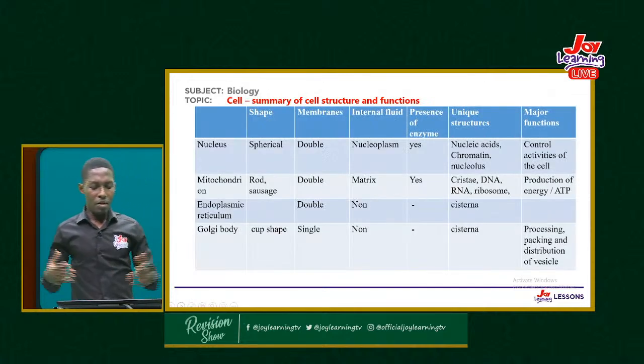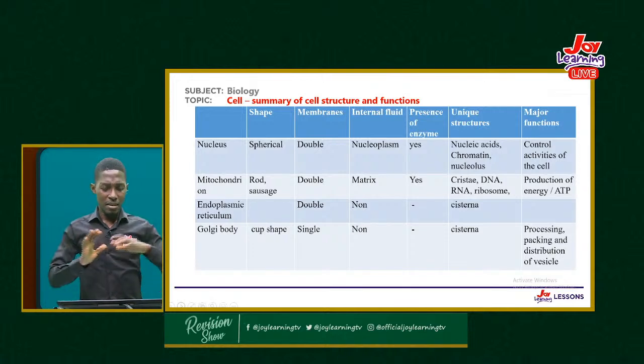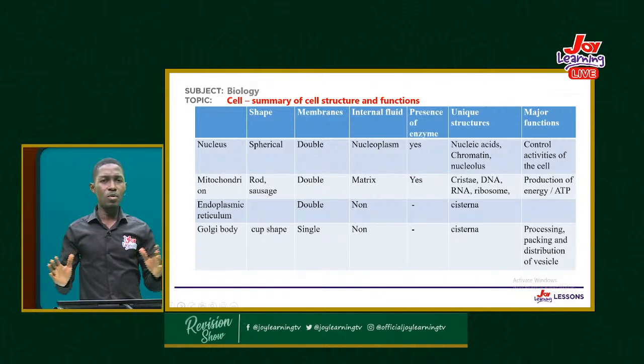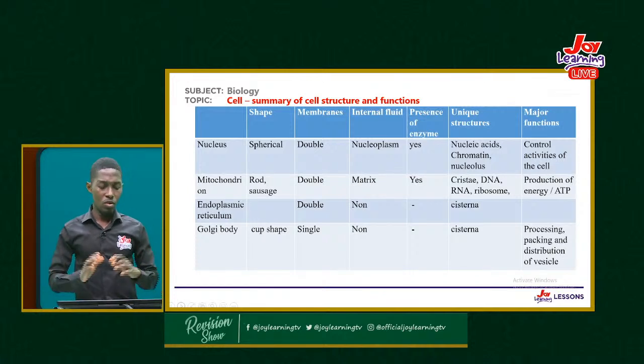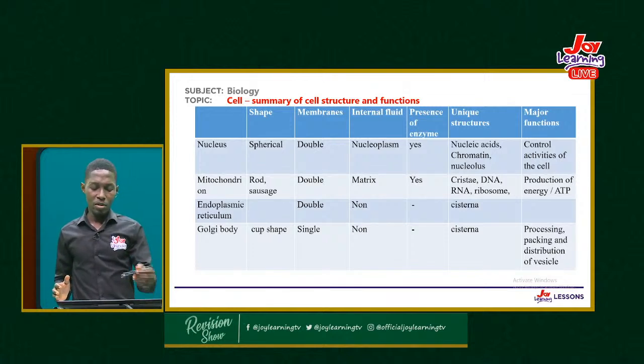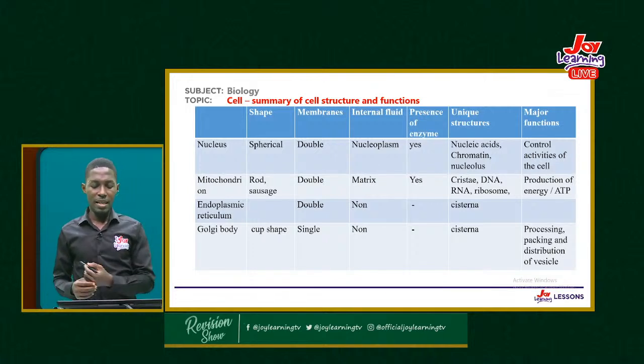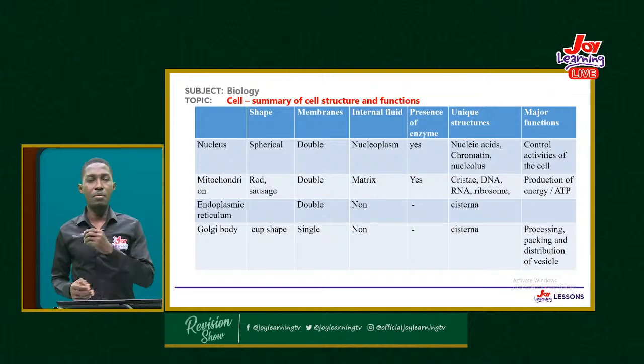So for all that we've discussed, we have a summary on your screen. This is what you can summarize, study it well, and when they ask any question, you can answer. So a nucleus, the shape is spherical, the membrane is double, internal fluid is called nucleoplasm. Yes, there are some enzymes, and there are some unique structures there, and the major function.